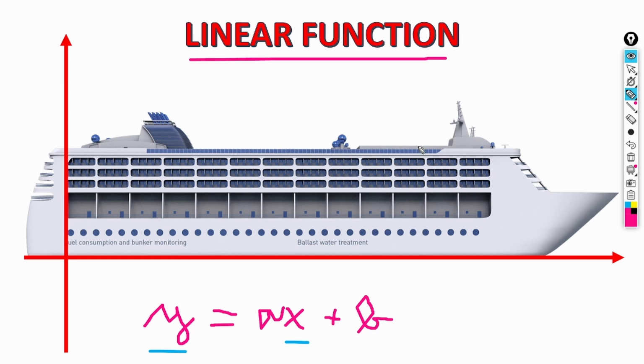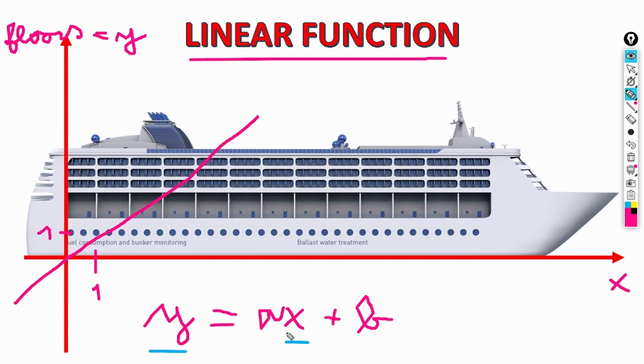Let me show you. There is a boat from Titanic, and this is the first floor. This will be 1 on the x-axis, the first floor. Here there will be floors. That's our y. And if I draw this line, y will be equal to x, like this. The slope will be 1 because for every unit on the x-axis, the y output will increase by 1. And we will be starting from 0. From intercept 0, so b will also be 0.